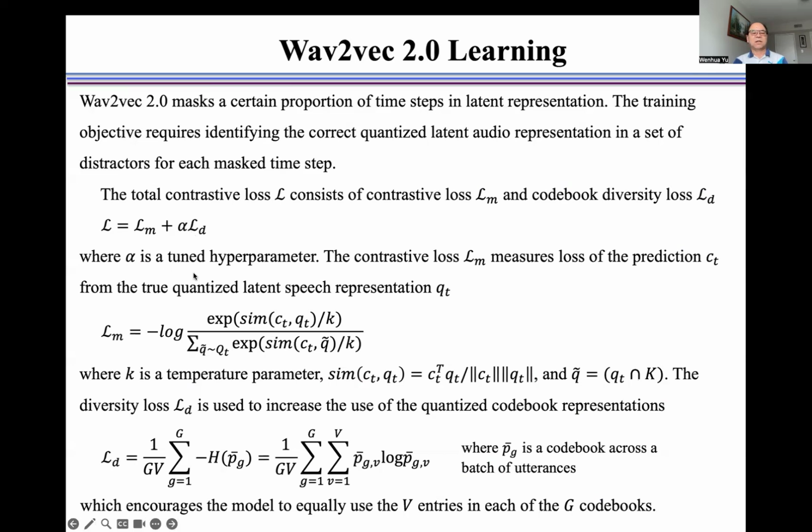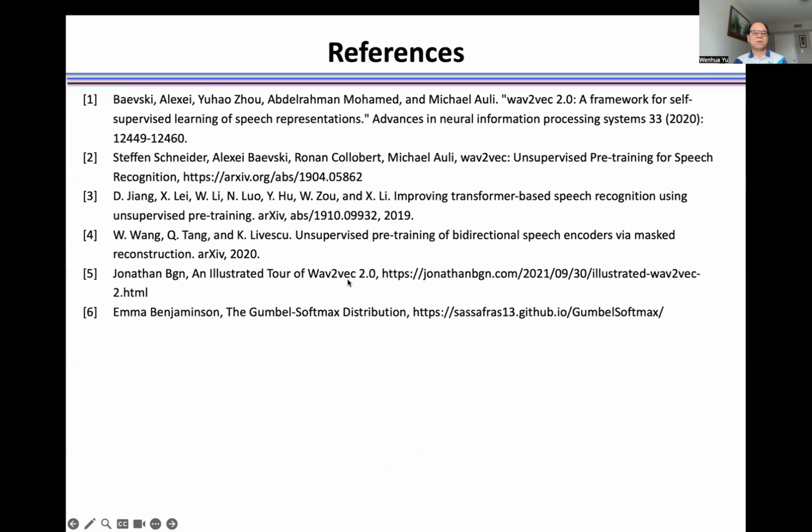is a tuned hyperparameter. The contrastive loss LM measures the loss of the prediction CT from the true quantized latent speech representation in QT, as shown here, where kappa is a temperature parameter. The diversity loss LD is used to increase the use of the quantized codebook representations, as shown here, which encourages the model to equally use the V entries in each of the G codebooks. For more details, please check these references.